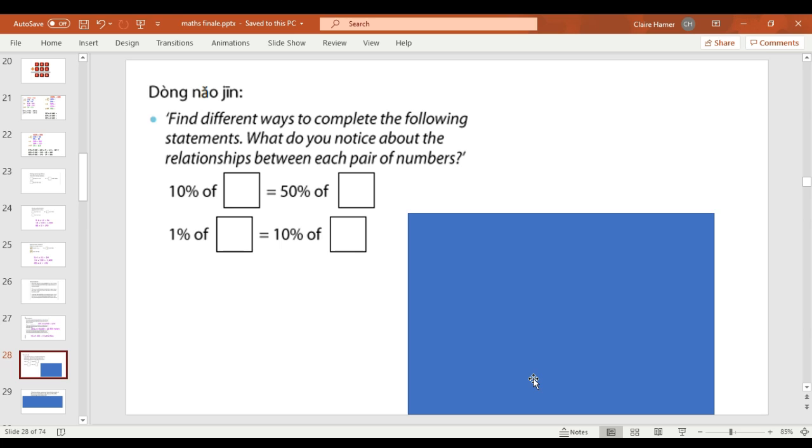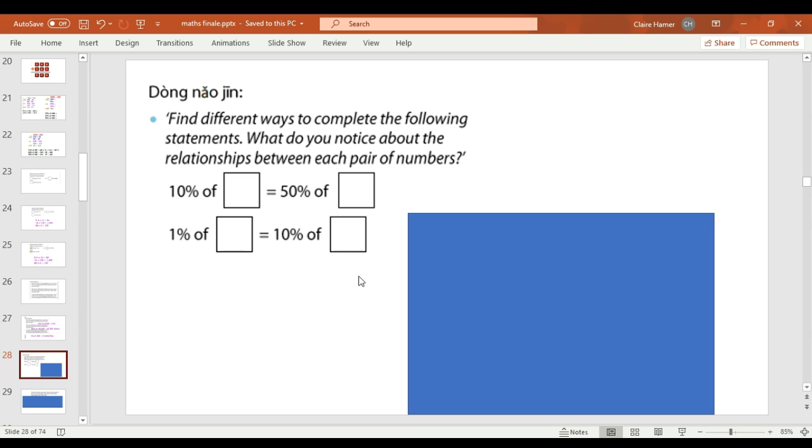Now this one, we've got a problem where there are lots of different solutions. Find different ways to complete the following statements. And what do you notice about the relationship between each pair of numbers? So you might need to read this twice to get your head around it. So 10% of something is equal to 50% of something. 1% of something is equal to 10% of something. Now I'd like you to pause the video and read that again to yourself and think about it and maybe see if you can have a go.